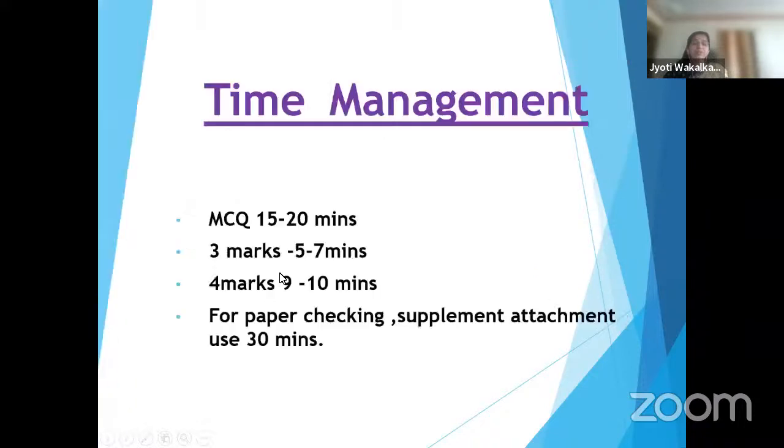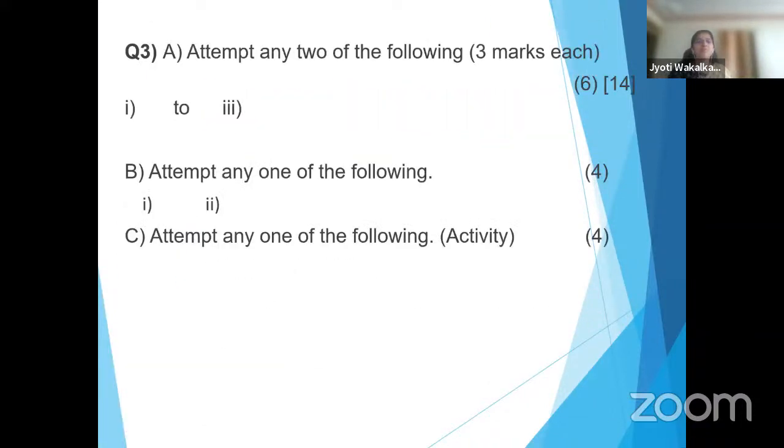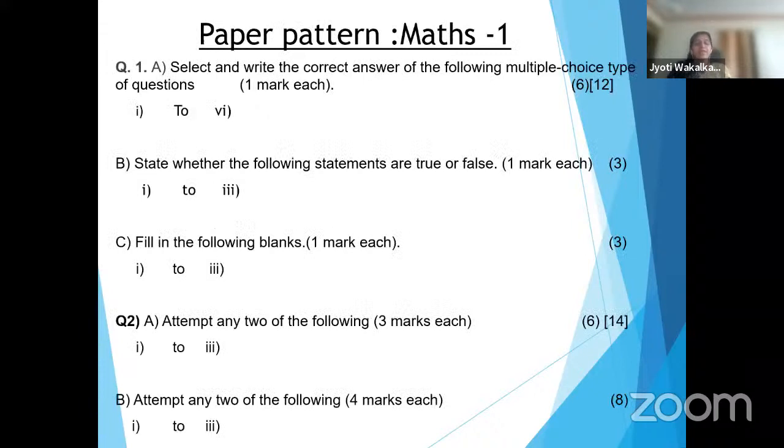B part. Attempt any 2 out of 3. Each sub question has 4 marks. So this question B part has totally 8 marks. Again here 3 questions are given. 4 marks का question है तो लिखते समय अच्छे से write कीजिए. Which formula you apply या which method you are applying here. So write that on the right side.